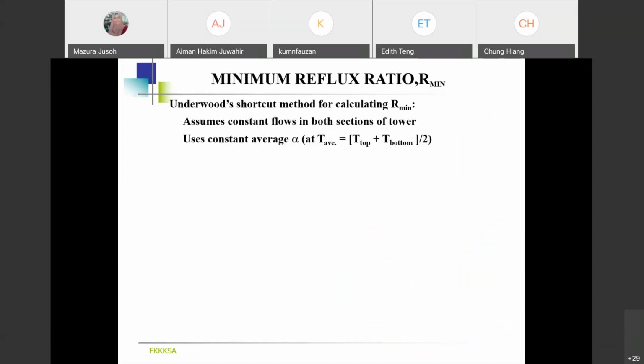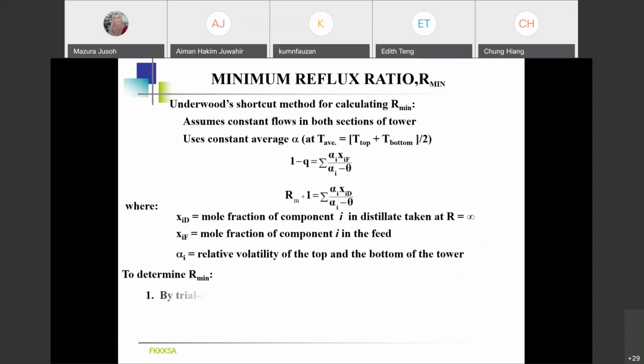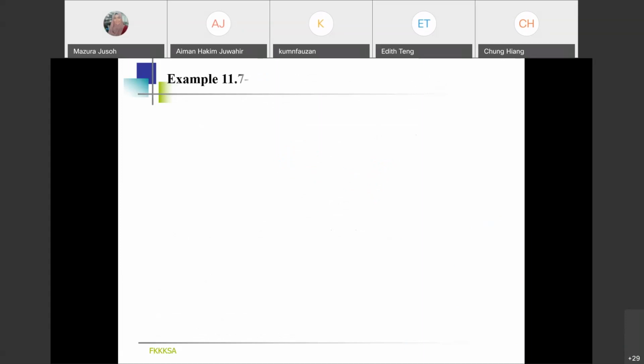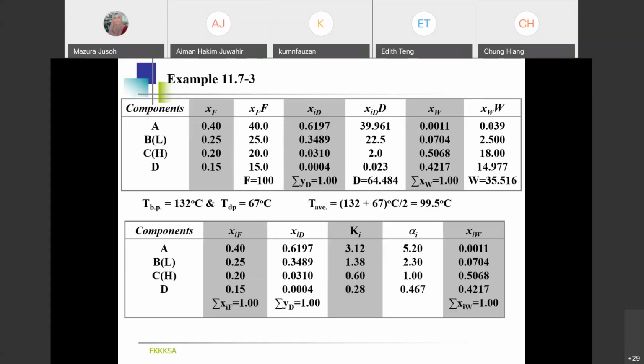For our minimum reflux, you will use this formula. First, you have to use the formula for the Q, 1 minus Q. Alpha is a value that you have to do trial and error on. After you get this value of alpha, only then do you put it into the next formula. After you have done the trial and error here, you do trial and error there, and only then you put the value in the next formula to find the R min. Let's look at the example to understand this further.